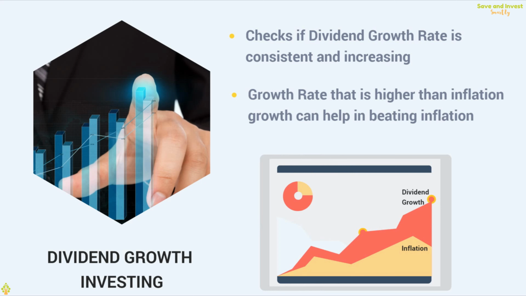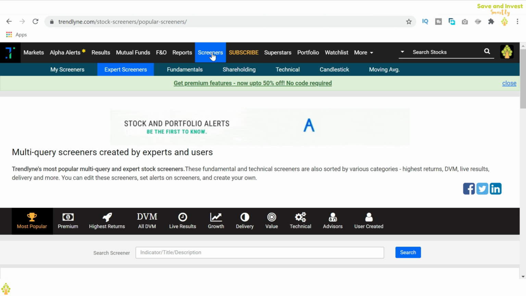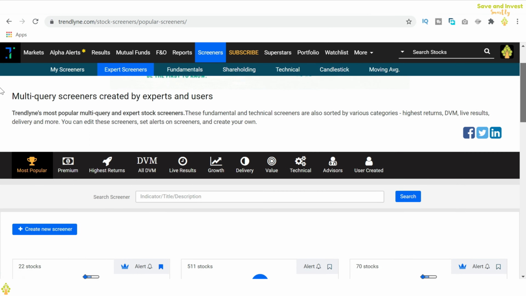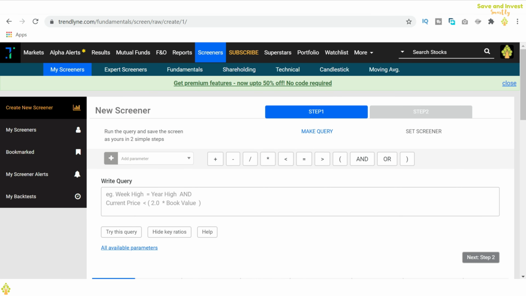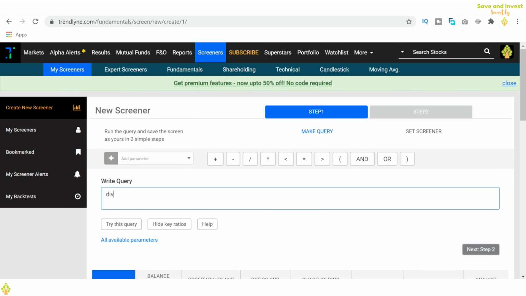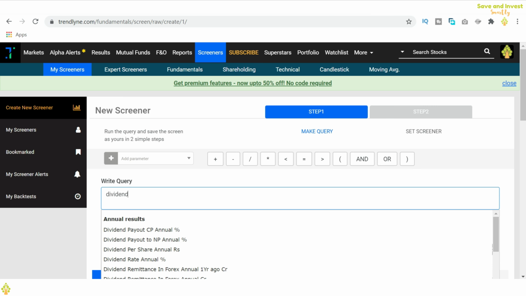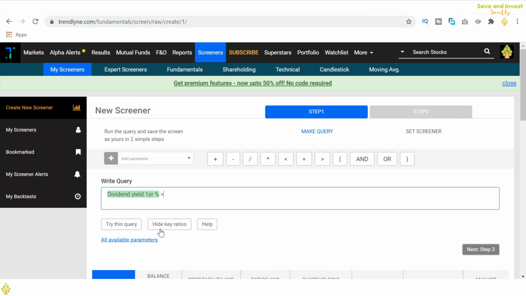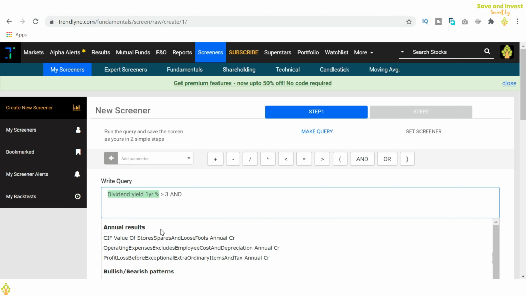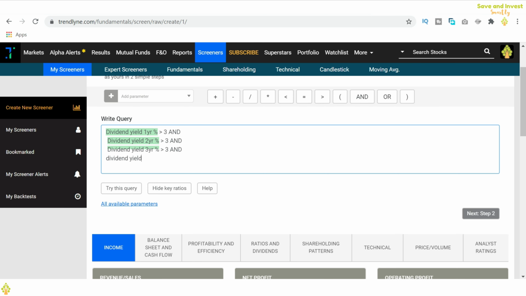Let us try to list down all the stocks that have a dividend yield of 3% or more every year and the dividends are growing consistently. Go to the screener. Let us write down our query by giving the condition dividend yield greater than 3% in year 1, 2, 3, and 5-year time frame.